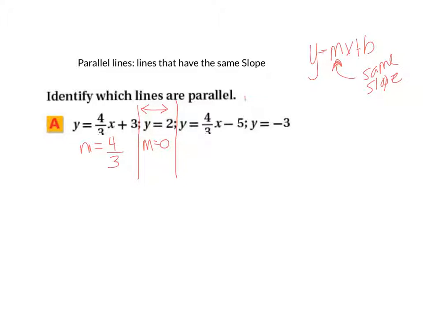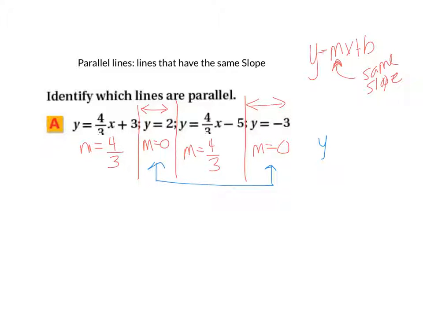Okay, in our next equation here, we have m equals 4/3 again. And in the last one, we have a y equals equation where our slope will be 0 because there's no x again. And the slope is always the coefficient of x. Okay, so it says identify which lines are parallel. Well, the lines that have the same slope. So these two are parallel to each other.